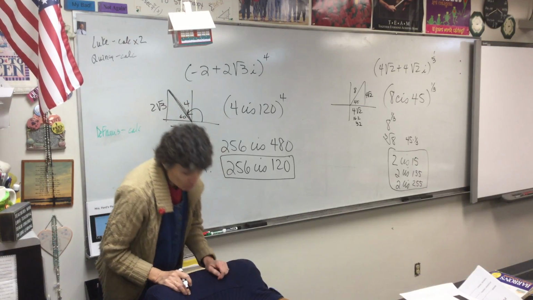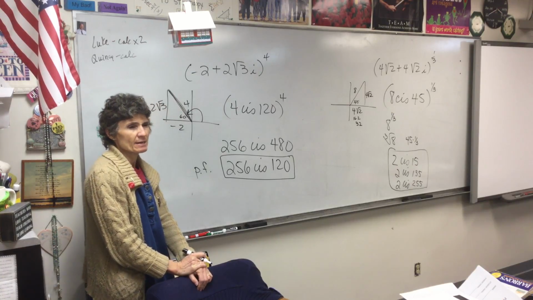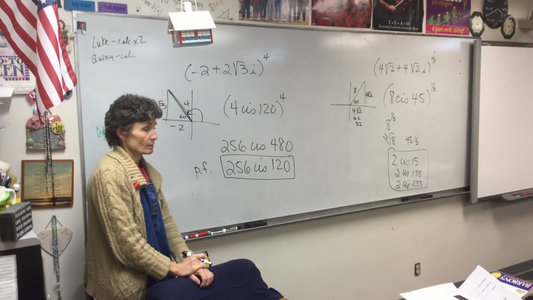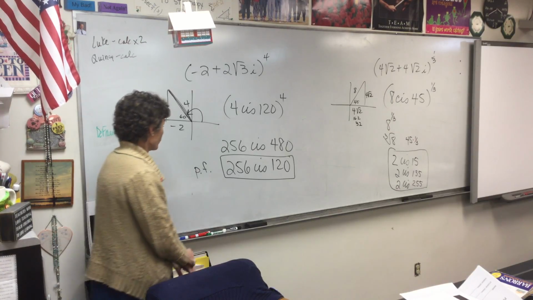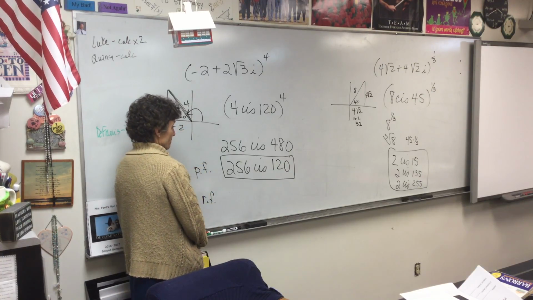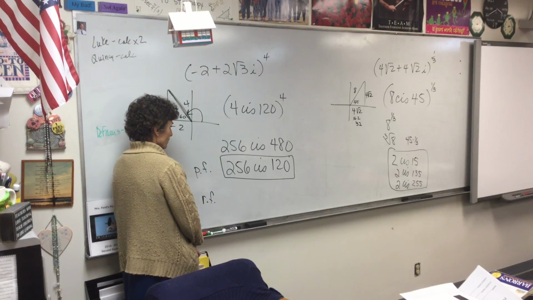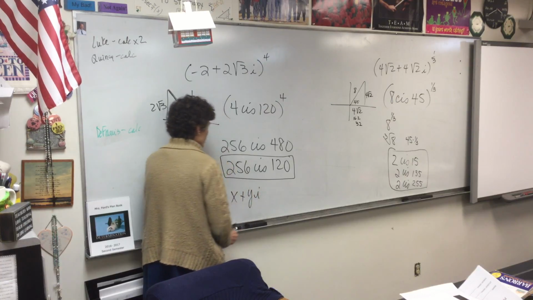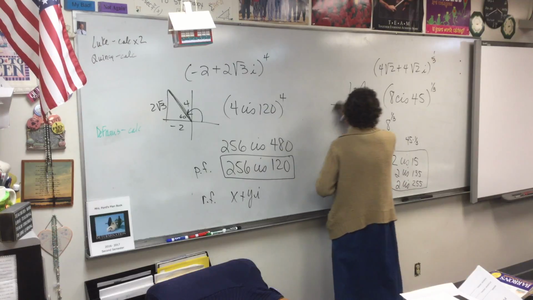There are no directions here, but I bet on the test it's going to say answer in rectangular form, complex form, Cartesian form, standard form. Okay, so let's change this back to rectangular form. What does rectangular form mean again? What am I finding? I need X and Y. So this is what I'm shooting for. How do I find X and Y?